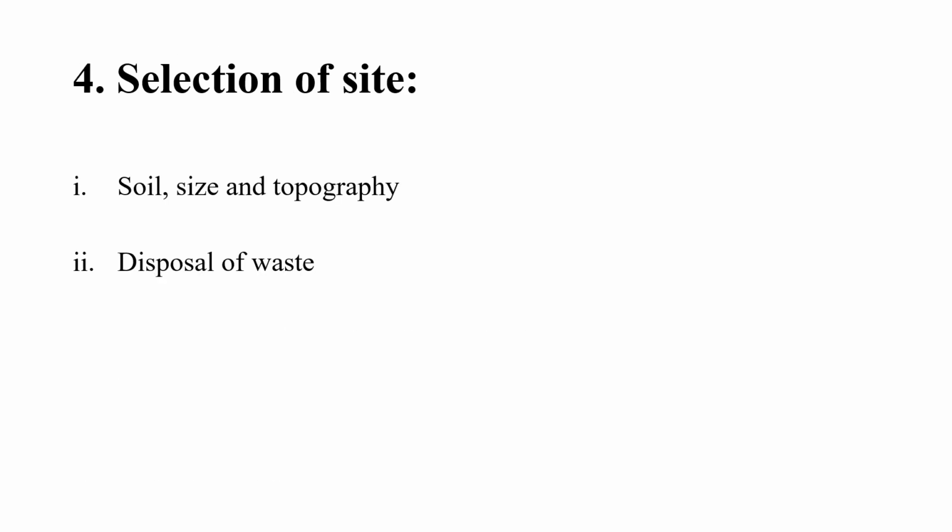Next, the fourth step is selection of the site. First one is soil, size and topography. For factories which produce engineering goods, the fertility of the soil influences a lot in locating the plant. And next one is size of the land.